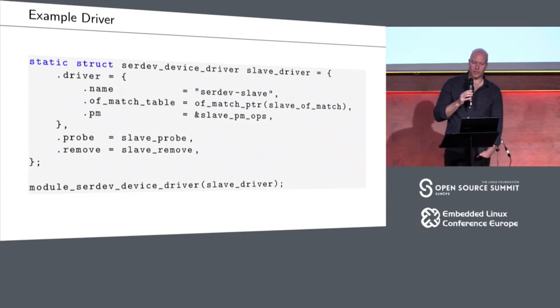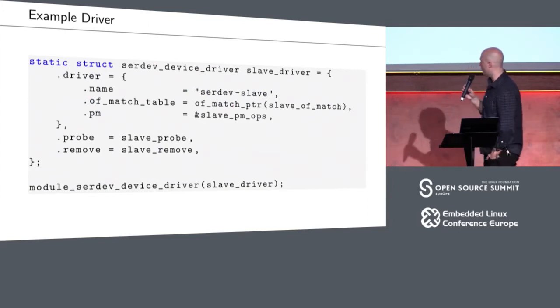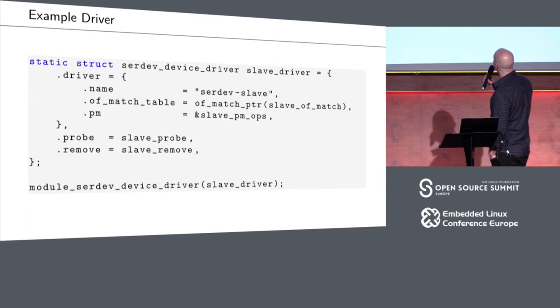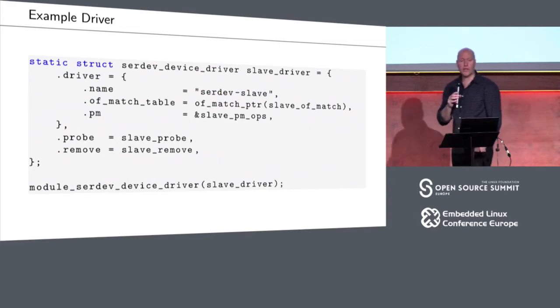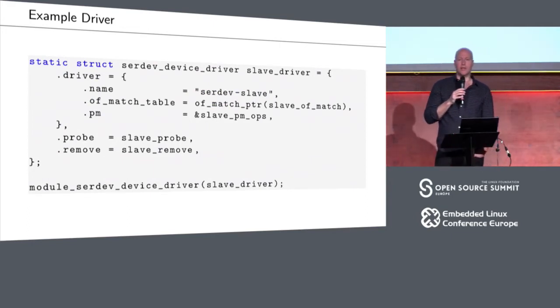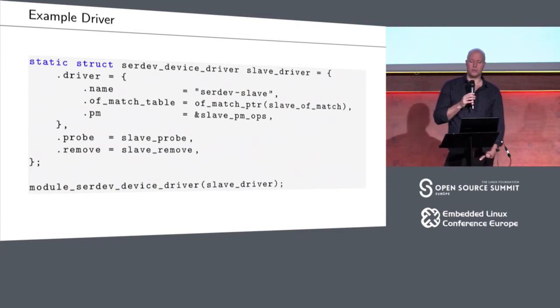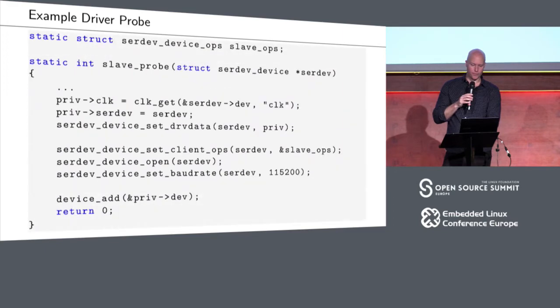So a quick example of what a serial driver may look like. You have a serial device driver struct you need to fill in. It has an embedded device driver struct as usual. You set the name, you set your match table. This is where you specify power management operations, so you can implement proper power management. Other than that, it's just a probe and remove function. And we have a convenience macro for defining a modular slave device driver.